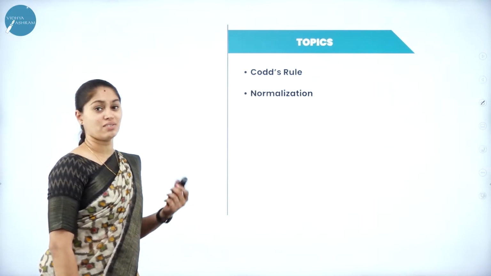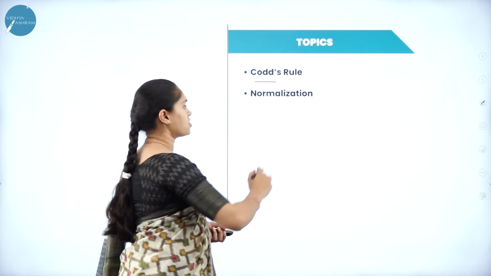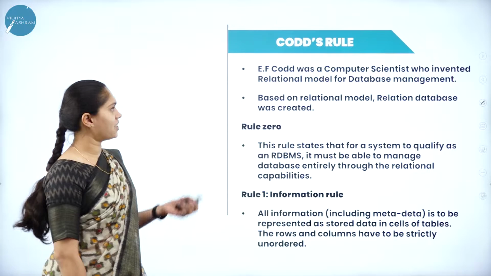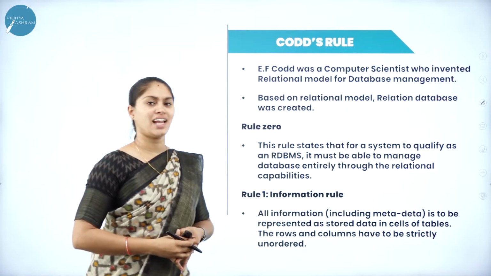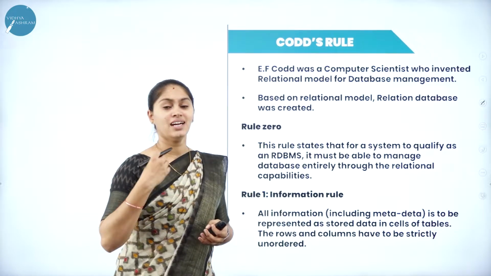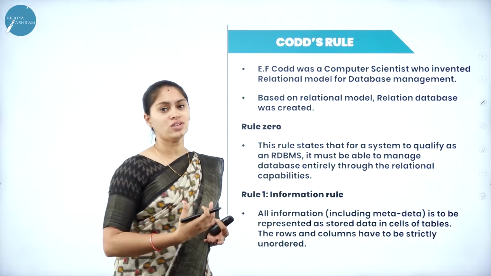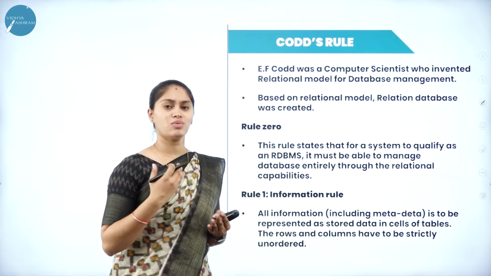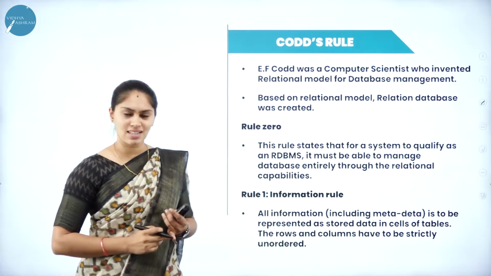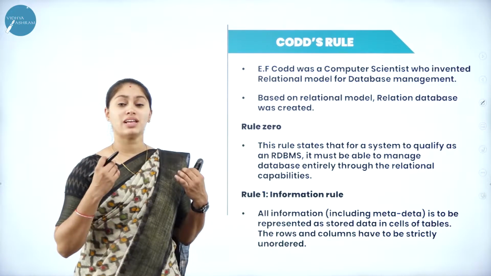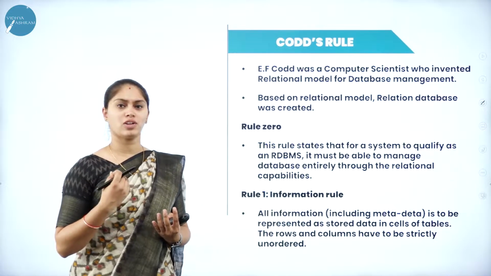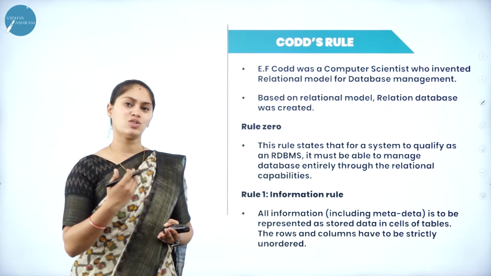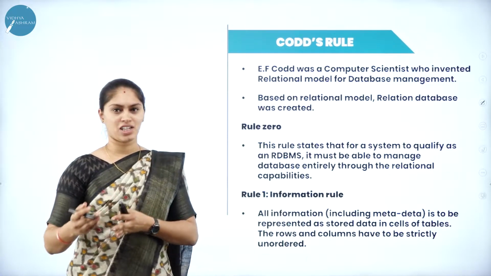In today's session, we will be discussing Codd's rules. Along with that, we'll see what normalization is all about. As we all know, a database management system is software that manages and communicates with the database. It helps us access the content of a database. In order to access it or do any computations, we require software, and that software is nothing but the database management system.